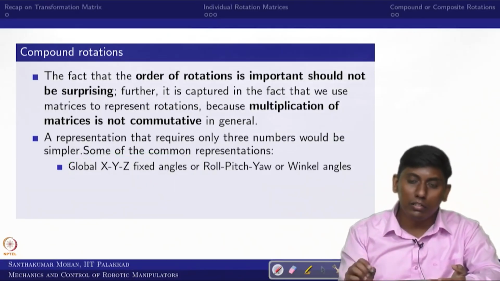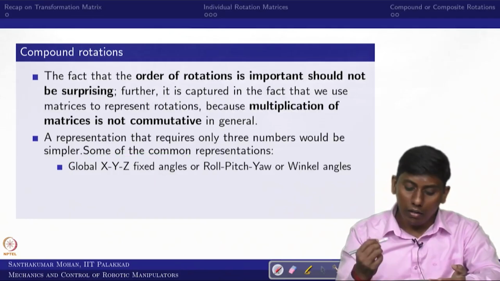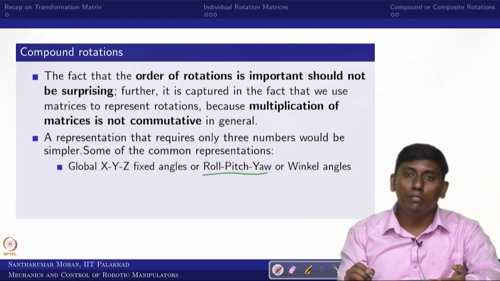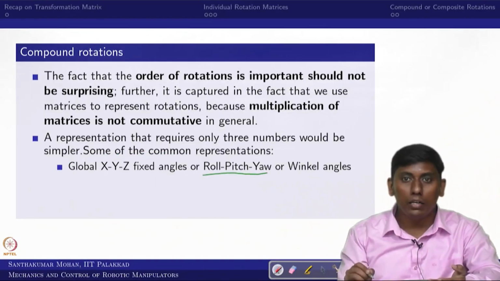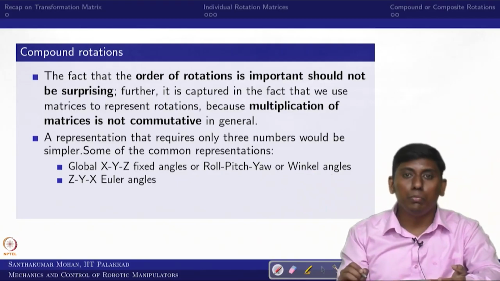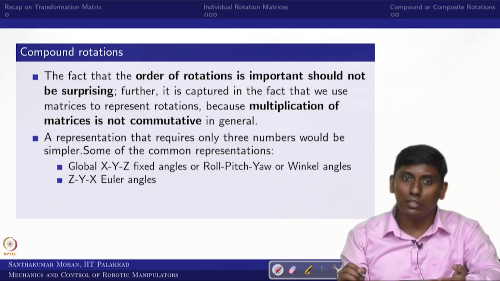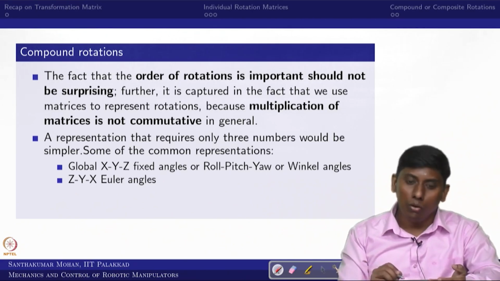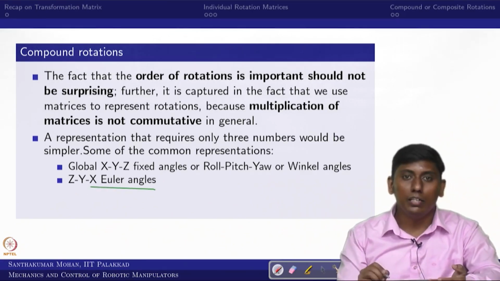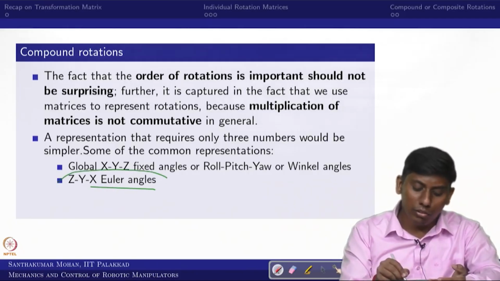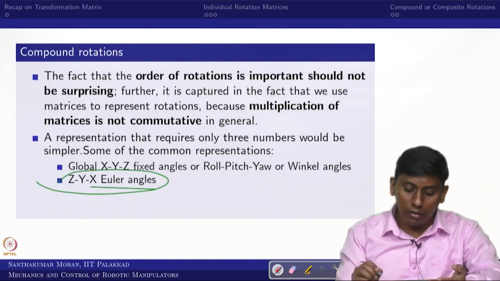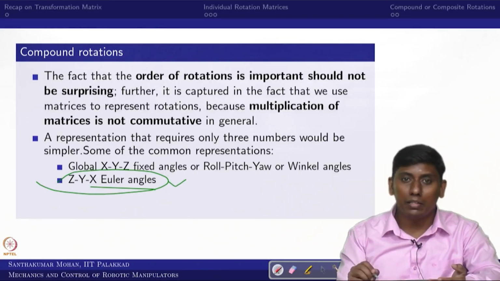So let us move to the next representation. I already said globally we call it roll pitch yaw, or RPY angle, or some people call it the Winkel angle. Let us move to the other representation. Euler gave 12 conventions, 12 representations, but we are going to use one of them, which we call the ZYX Euler angle. There are other representations, but this is universally used, especially in the mobile robot community and the manipulator community.